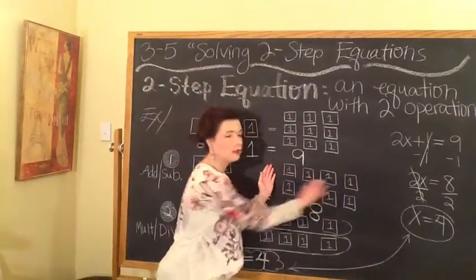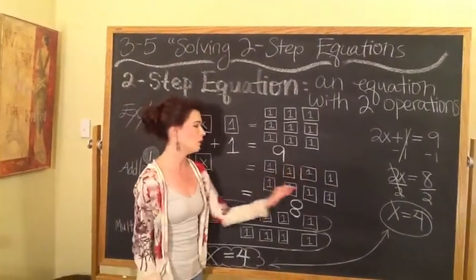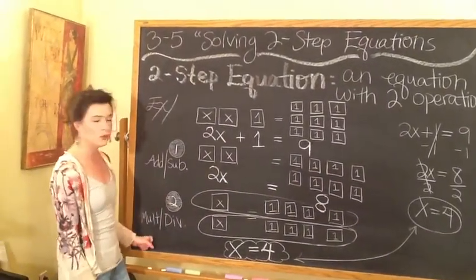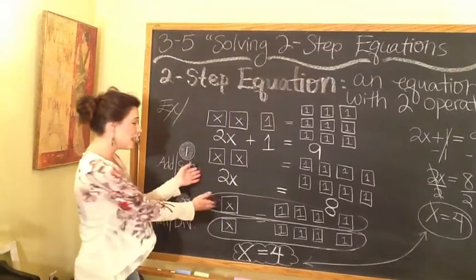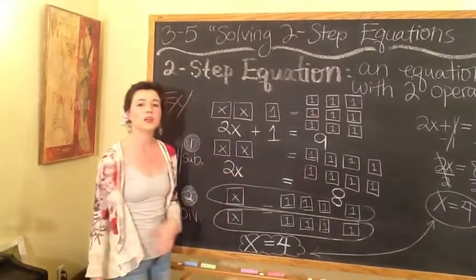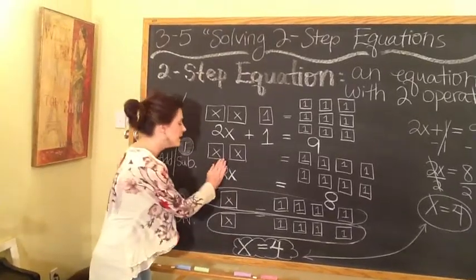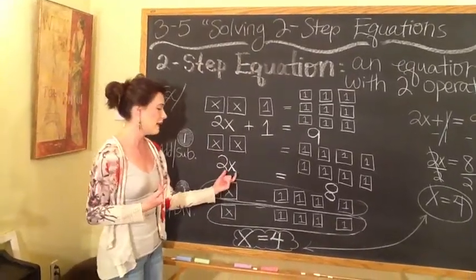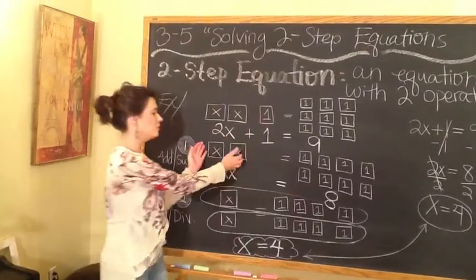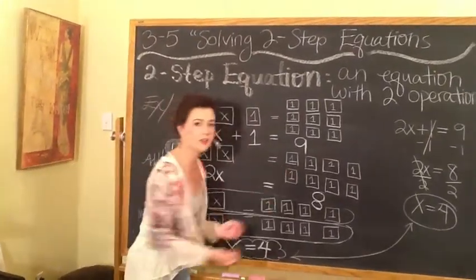Now I rearranged our ones so that we have two equal groups. Now we're going to do our second step, which is multiply or divide. In this case, we're going to divide because x is being multiplied by 2, so we do the inverse operation to get that 2 away and get our x by itself. To keep our equation balanced, we need to do it over here and over here.